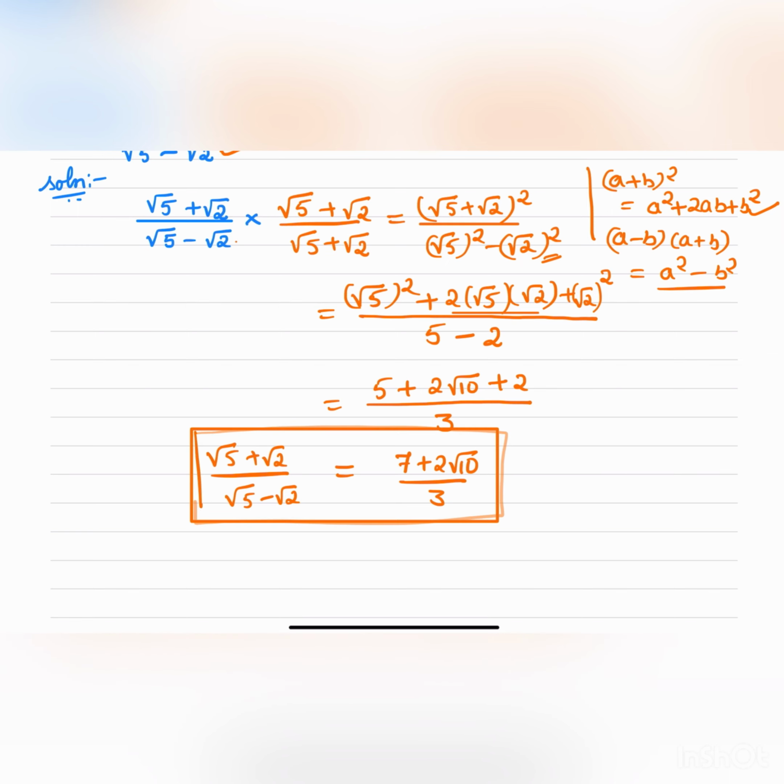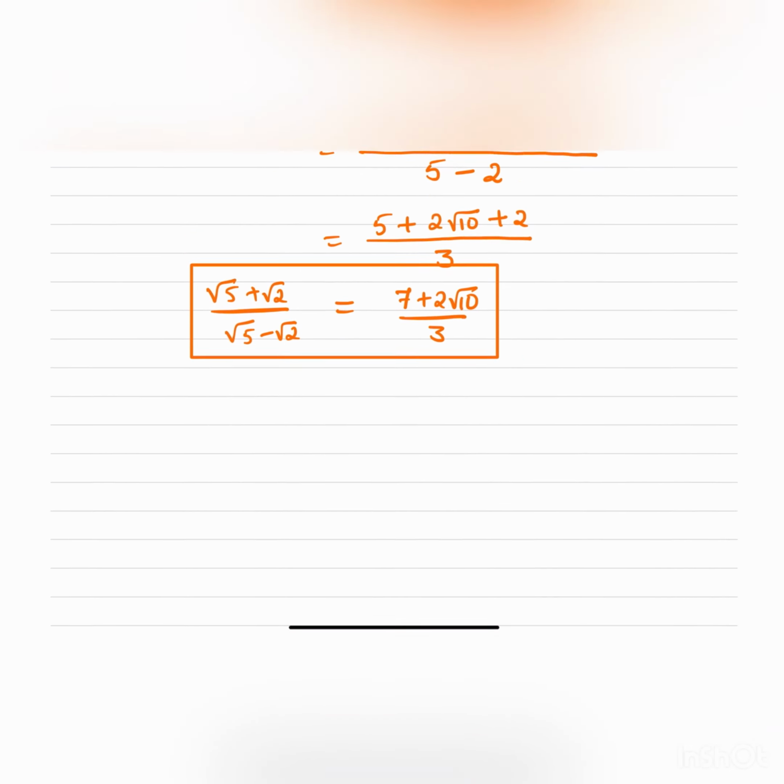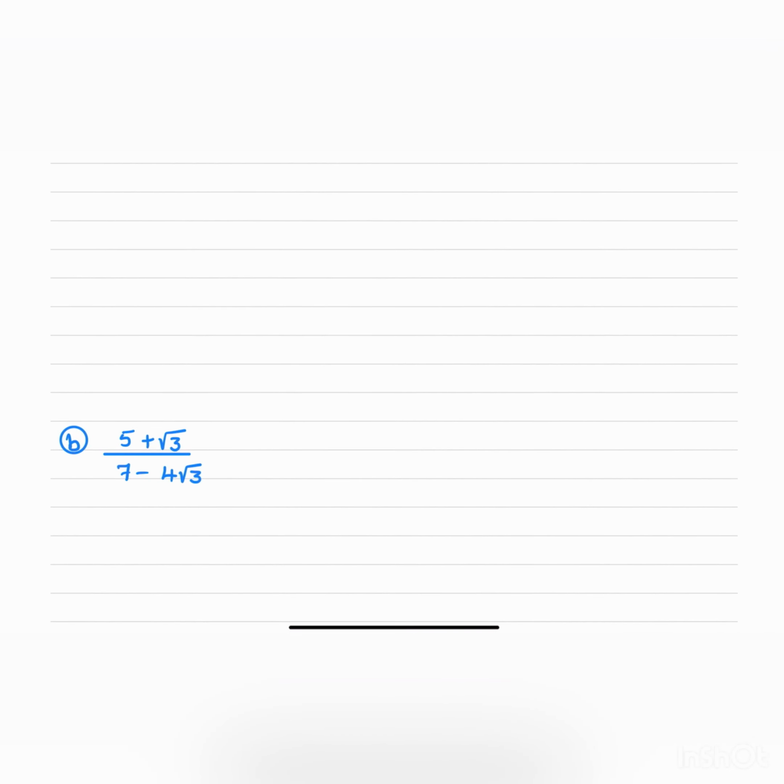Let us go for the next one. It is (5 plus root 3) by (7 minus 4 root 3). Now as usual, we have to simplify by rationalizing the denominator. So let us do that. We have 5 plus root 3 divided by 7 minus 4 root 3, into 7 plus 4 root 3 divided by 7 plus 4 root 3.